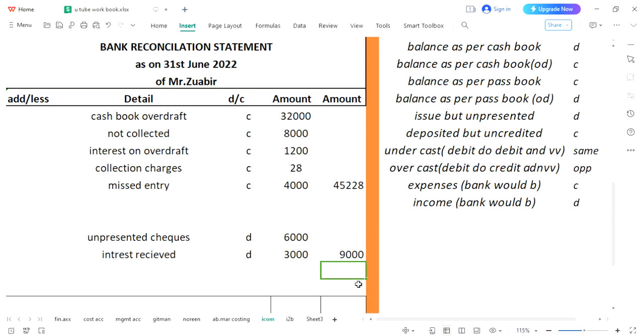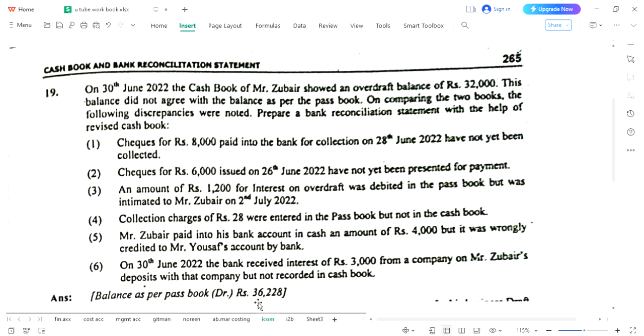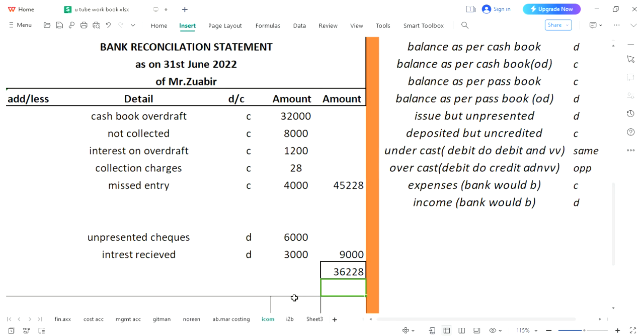Now we need to take the difference: total of the credit side, subtract the total of the debit side. It is 36,228, and look here, 36,228. The answer has been calculated and matched. It's time to mention the sign. Here you can see the larger amount is 45, which is credit, so the sign of the larger amount would be mentioned. And over here, as usual, we will always mention add, and in the lower portion we will mention less.